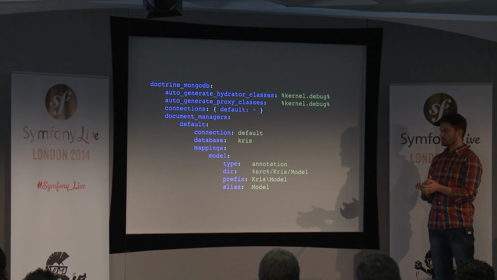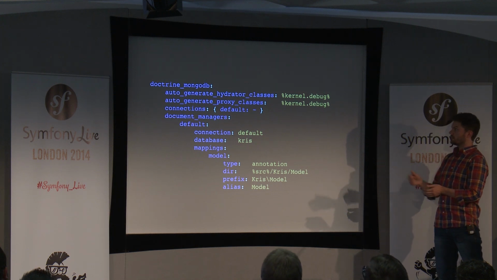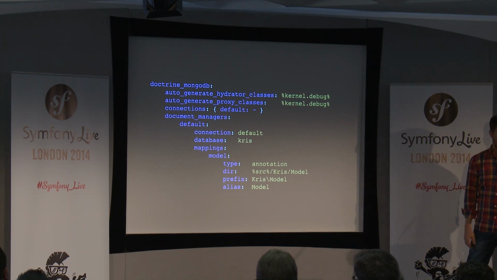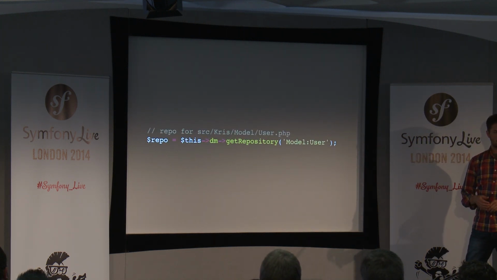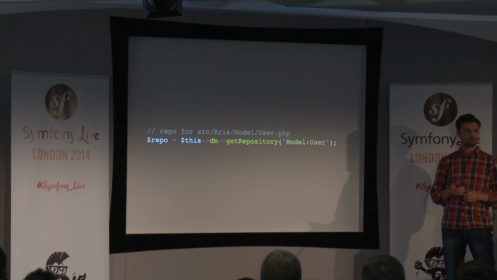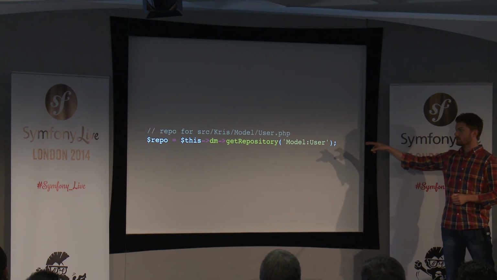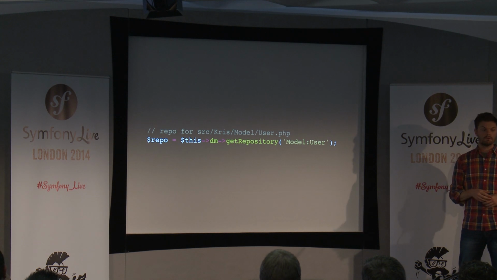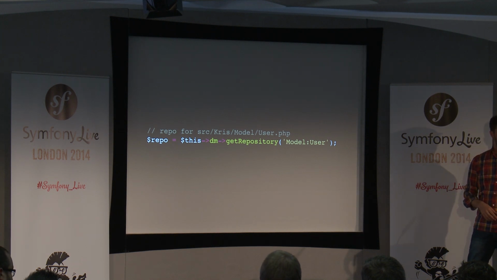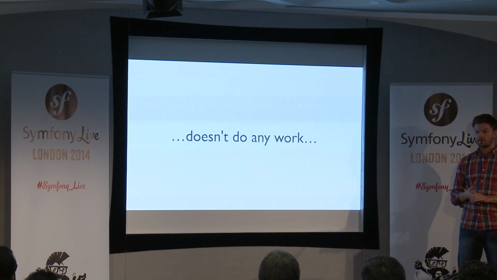They can live inside of a model namespace, and using this configuration, you're then able to access those model classes in Doctrine using just the model alias, :User, and you'll be able to get that user class. So the princess also doesn't do any work, right?